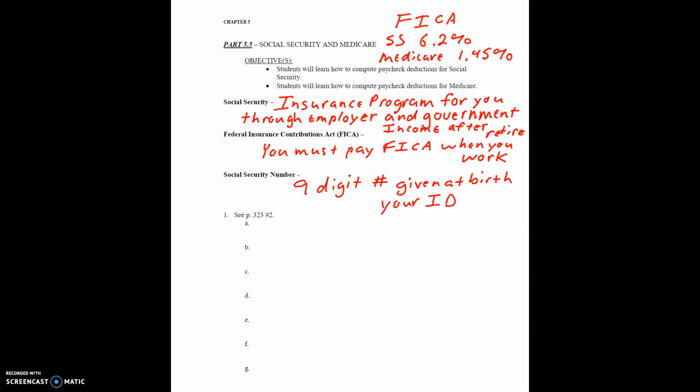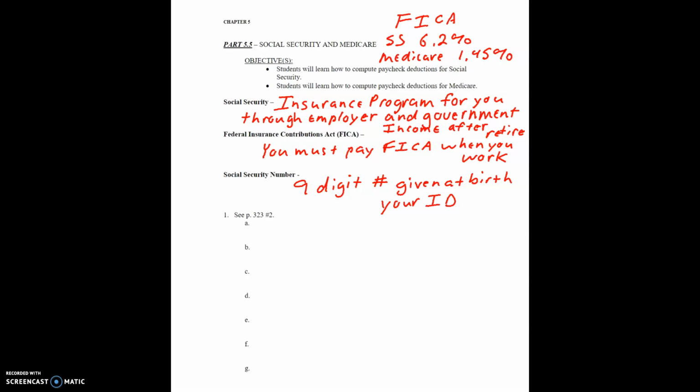So every paycheck you have, 7.65% comes out of your paycheck that you pay to the government for Social Security and Medicare. The employer also pays a portion as well, but just so you're aware, FICA does come out of all of your paychecks. So Social Security is basically an insurance program through your employer and the government, and it's basically income to you after you retire.